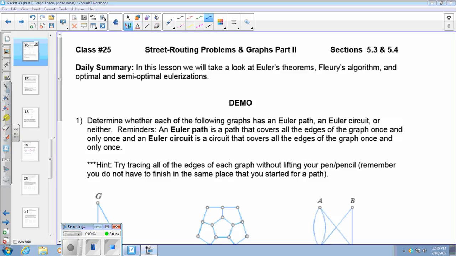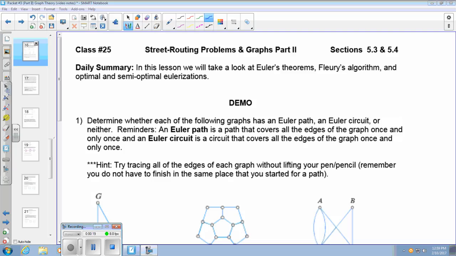Okay, this is class number 25, Graph Problems and Graphs, Part 2, and it goes with sections 5.3 and 5.4. All right, our daily summary. In this lesson, we're going to take a look at Euler's theorems, Fleury's algorithm, and optimal and semi-optimal Eulerizations.